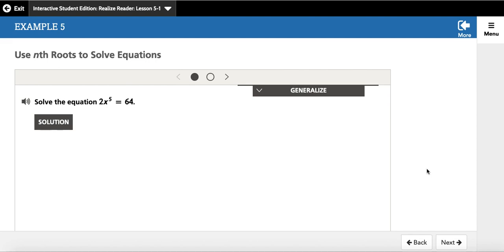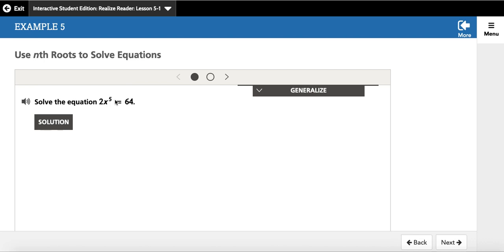Okay, Algebra 2 students, here's a video for example 5 for section 4.5.1, using the nth root to solve equations. This is very similar to what we had before, except now there are equations that we're going to solve. Here's the equation 2x to the fifth equals 64.